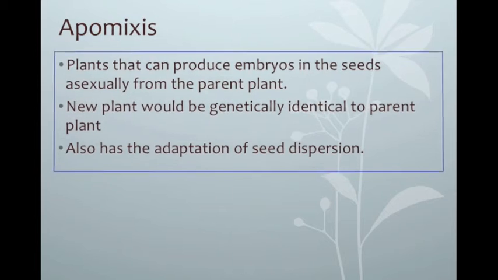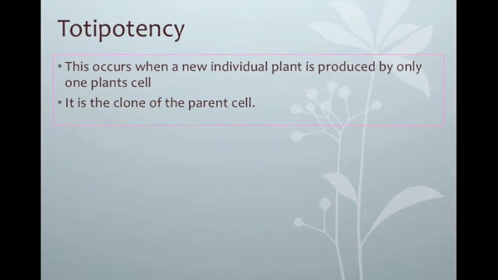Totipotency. Totipotency is when a new plant is produced from one plant cell. It produces a new plant that is the clone of the original one.